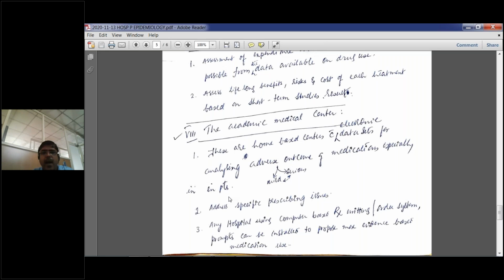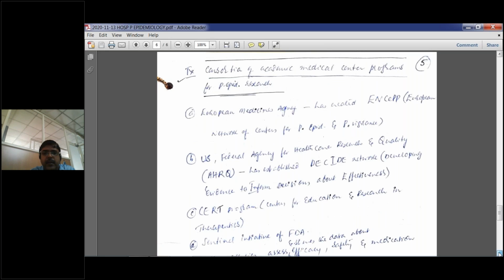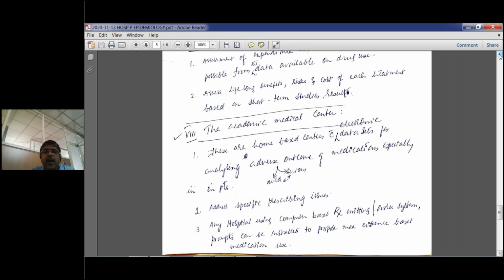These are called academic medical centers. They are home-based centers. So this is what the second point is all about. They address the specific prescribing issues. They find out where the fault is which has led to such adverse consequences and what can be done in order to prevent or manage such adverse consequences.